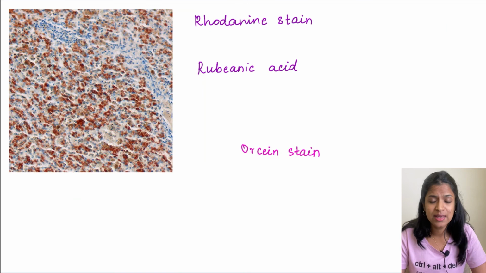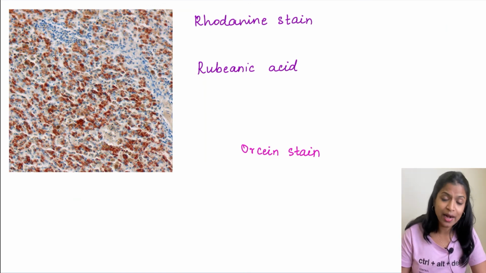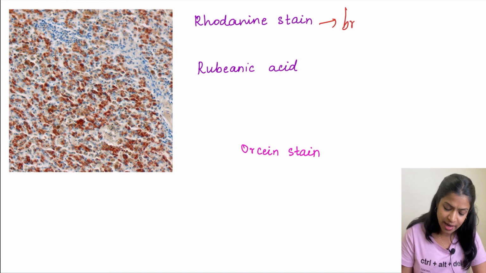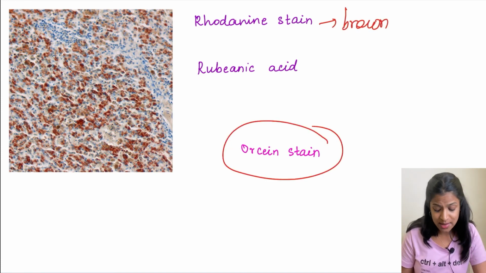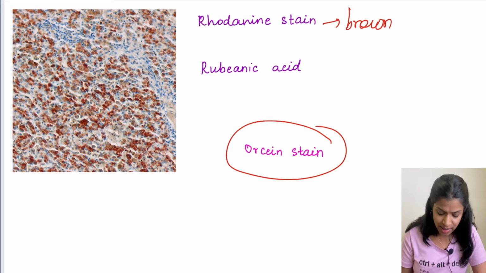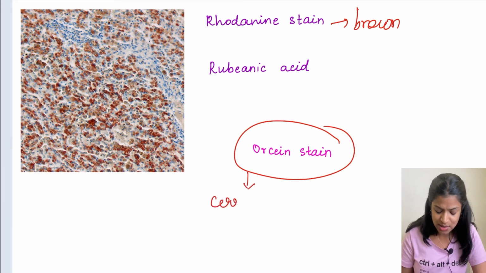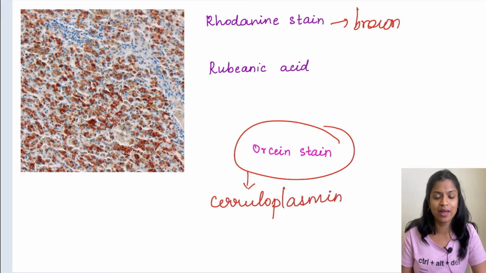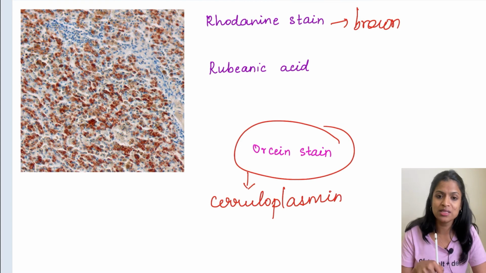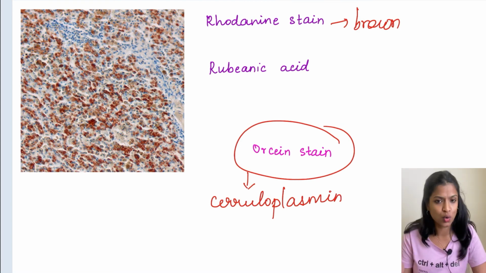So what is the special stain which can be used for staining copper? It is rhodanine and rubeanic acid. Here it will stain brown in color, okay. And Orcein stain, don't confuse with this Orcein stain. Orcein stain actually stains ceruloplasmin and not copper, okay. Ceruloplasmin is the carrier protein for copper, and that is stained by Orcein, while copper is stained by rubeanic acid and rhodanine stain.